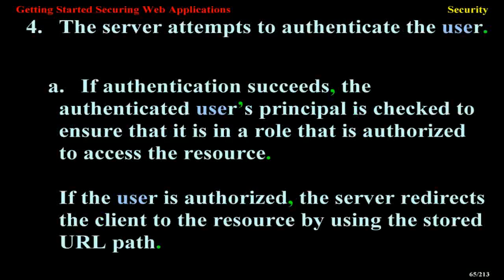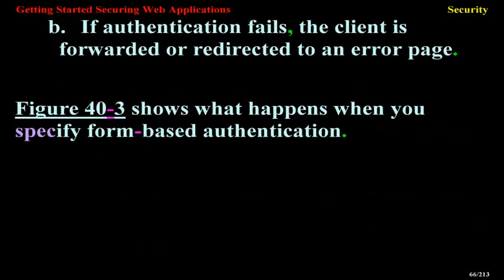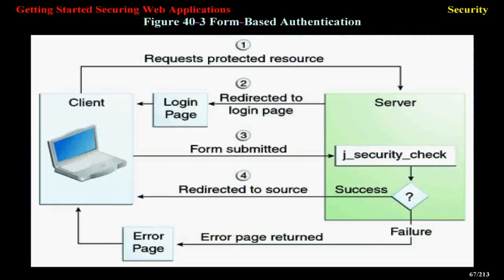The server attempts to authenticate the user. If authentication succeeds, the authenticated user's principal is checked to ensure that it is in a role that is authorized to access the resource. If the user is authorized, the server redirects the client to the resource by using the stored URL path. If authentication fails, the client is forwarded or redirected to an error page. Figure 40-3 shows what happens when you specify form-based authentication. Figure 40-3, Form-based authentication.